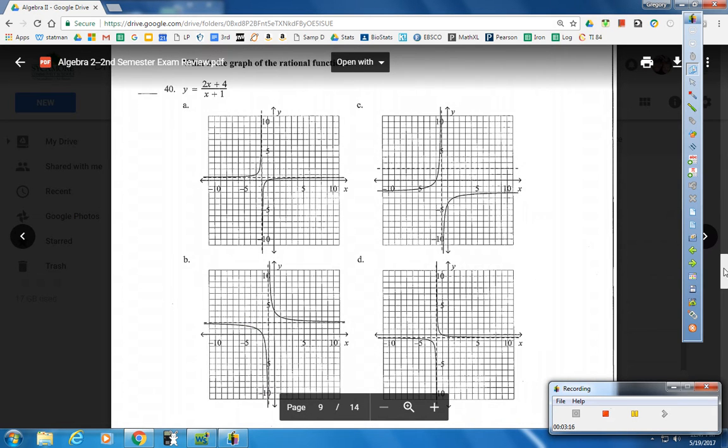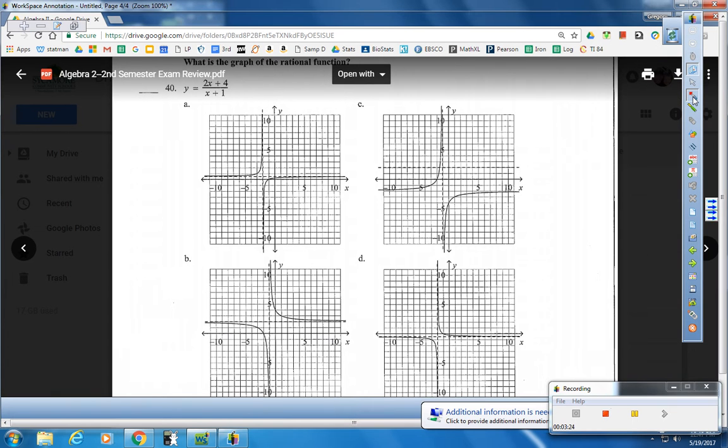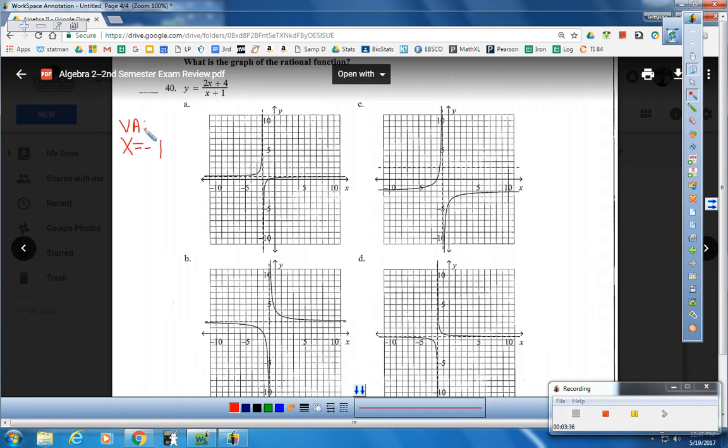Okay, 40 is another graph. Now, unfortunately, there's nothing we can factor out. So for this one, we have a vertical asymptote at x equals negative 1. And our horizontal asymptote is not at 0. And the reason it's not at 0 is because these two x values are the same power.